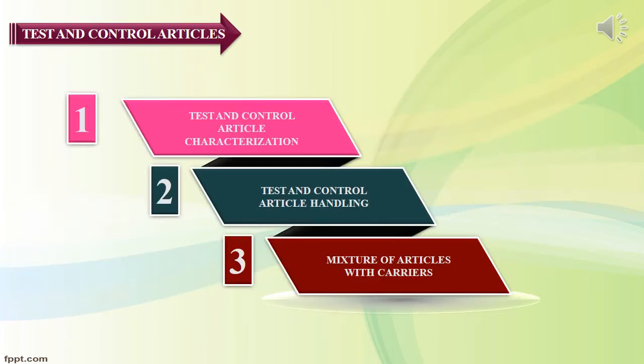And coming to the second part of today's discussion, that is test and control articles. What are the parameters it comprises? First, test and control article characterization. Second one, test and control article handling. Then third one, mixture of articles with carriers.